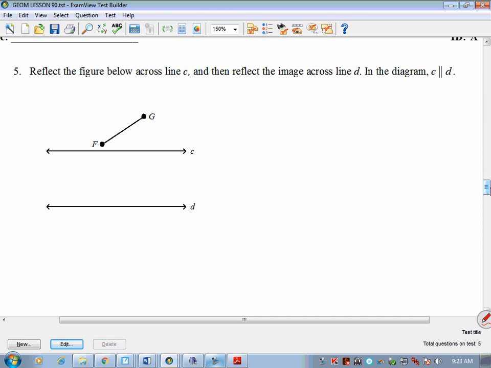All right, let's see, question number 5. Reflect the figure below across line C, then reflect the image across line D. In the diagram, C is parallel to D. Miss Al, would you reflect point F across line C for me? Just point F.